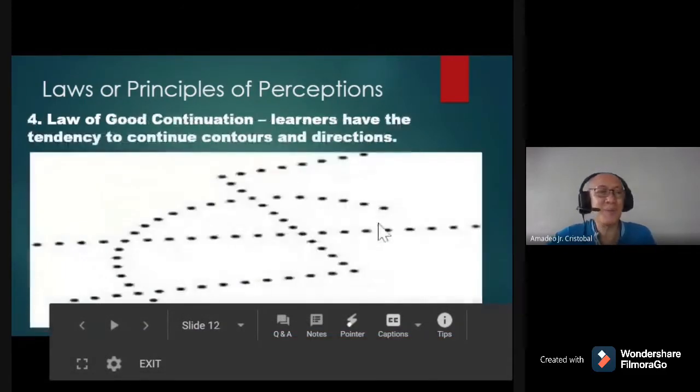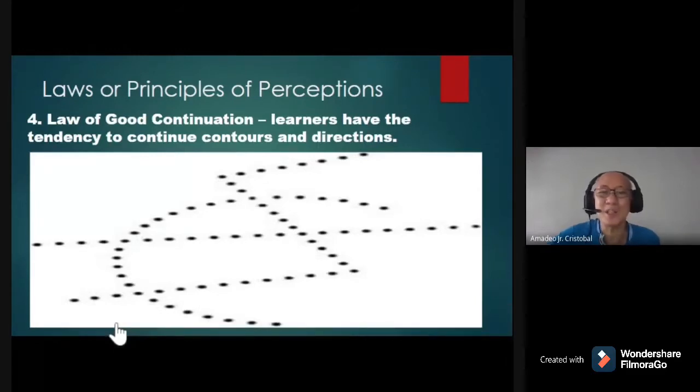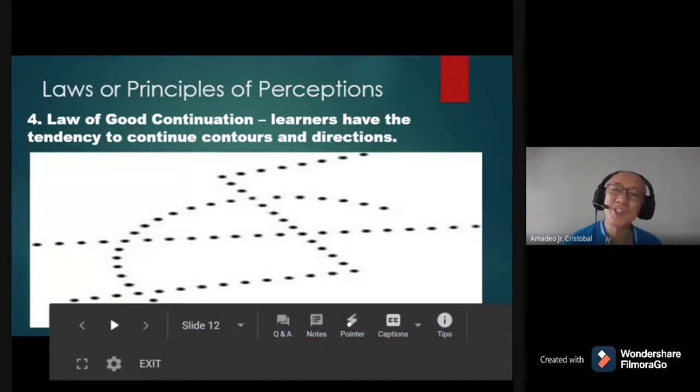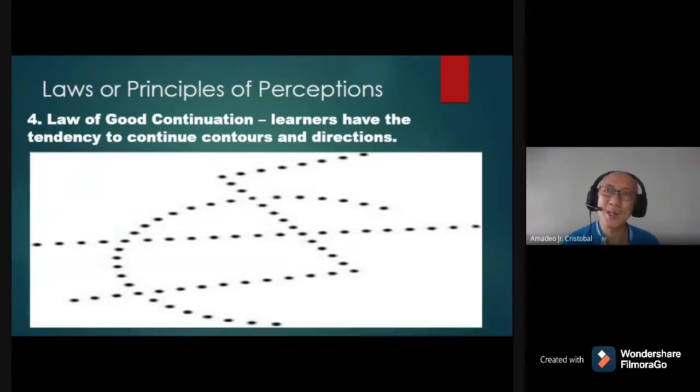Okay? Then we have the law of good continuation. Learners have the tendency to continue contours and direction. When we speak about contours, it is also similar to direction. Say, for example, you are on the highway and the contour is going to the left, so the direction is going to the left. So contours and direction are usually similar.